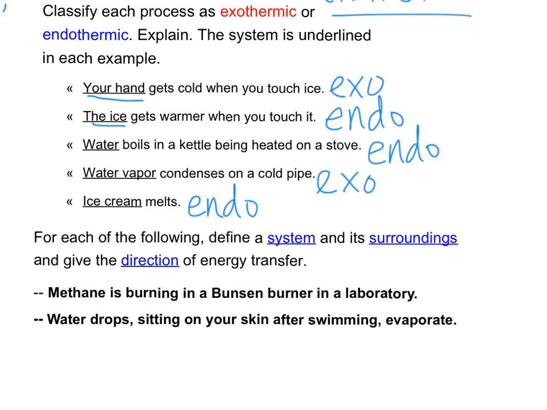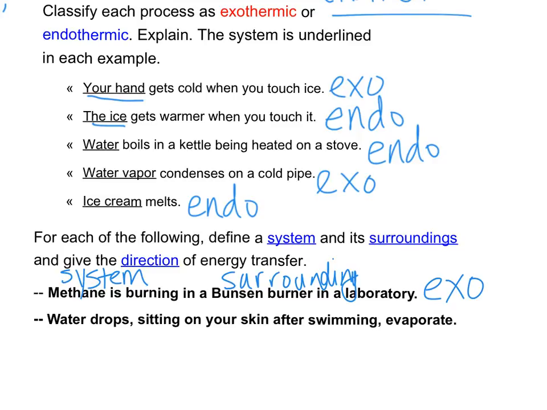So in the first example, methane is your system, and methane will react with the oxygen provided by the Bunsen burner. So the Bunsen burner is your surroundings, and the Bunsen burner is giving oxygen, ultimately, to the methane. So the methane is combusting, and we all know that when anything combusts, we have some sort of exothermic reaction. So even though we have a flame and it's hot, additional heat is being released when that methane combusts.